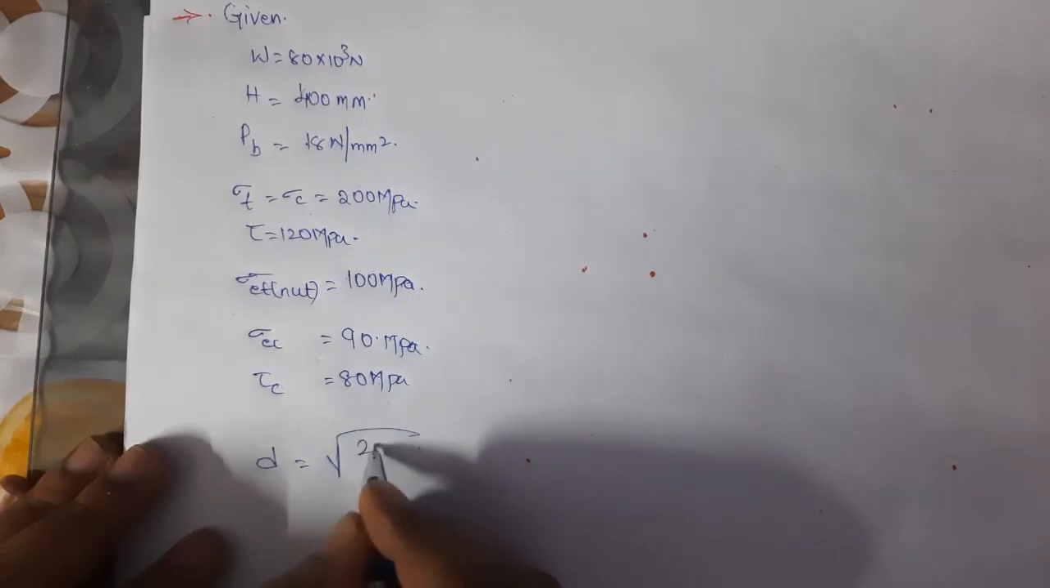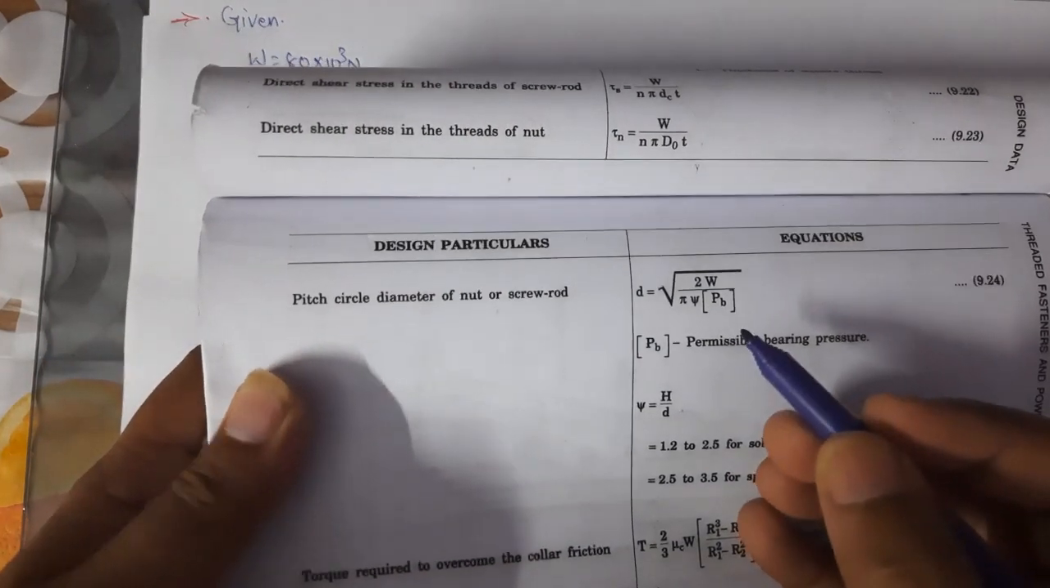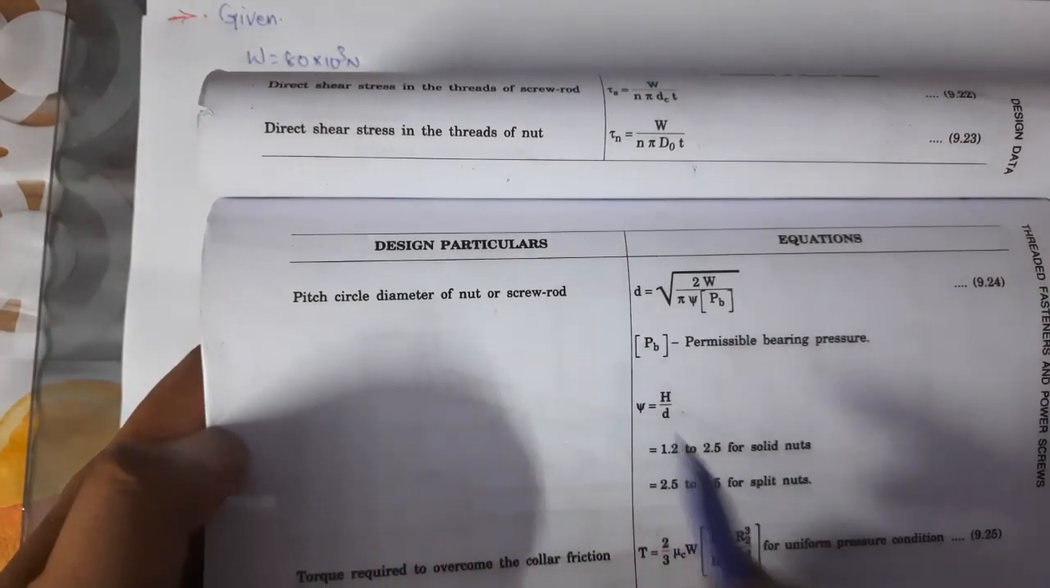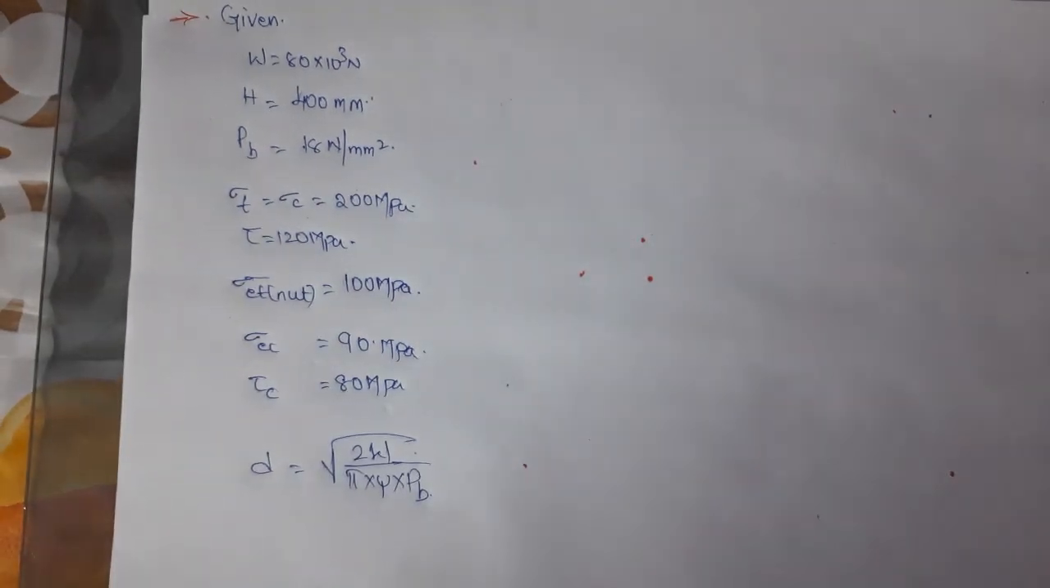We have to start the problem with the pitch circle diameter using the bearing pressure formula. That is D is equal to root over 2W by pi into psi into PB. So this is the formula that we are having in the data book. The pitch circle diameter of nut or screw rod will be root over 2W by pi into psi into PB.